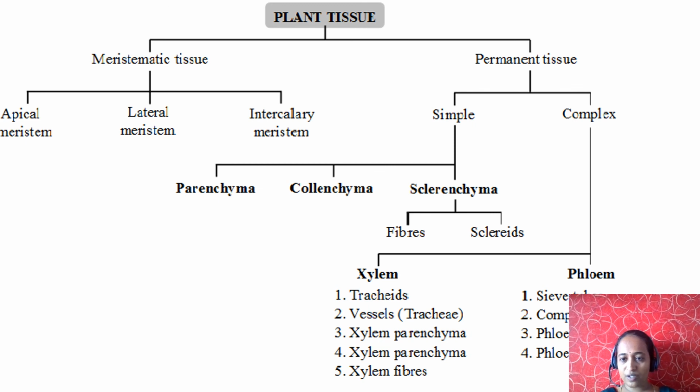Next, complex tissues. As the name indicates, the tissue is complex in nature, made up of different types of cells or elements. For example, xylem is made up of tracheids, vessels, xylem parenchyma, and xylem fibers. Phloem is made up of sieve tubes, companion cells, phloem fibers, and phloem parenchyma.